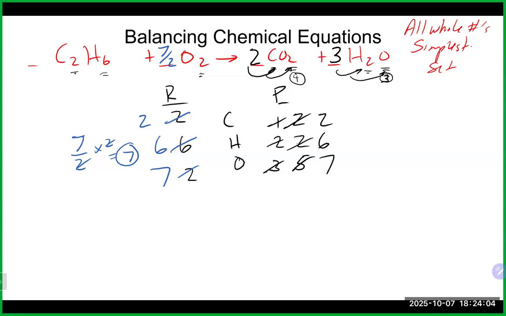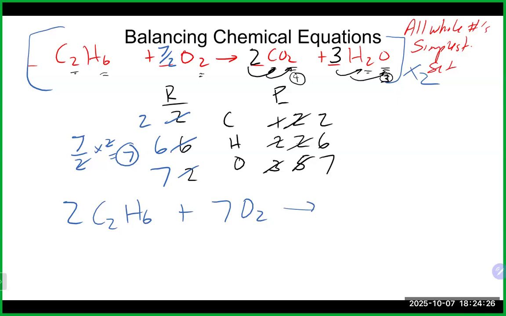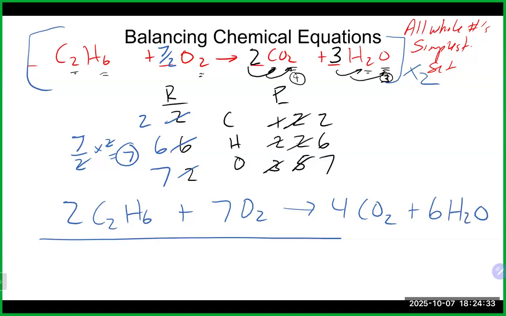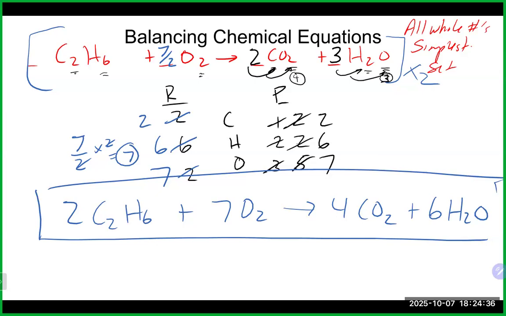So this illustrates a really good point that you can balance an equation with a fraction, and sometimes that occurs. And if you do, you just need to get rid of the fraction. So to get rid of the fraction, we need to multiply the entire equation by the denominator, and that would give us 2C2H6 plus 7O2 goes to 4CO2 plus 6H2O. And this, if I did not screw up, should now be a balanced equation.